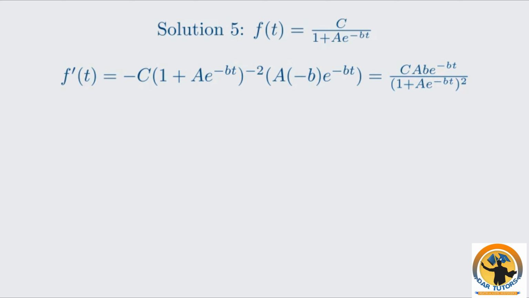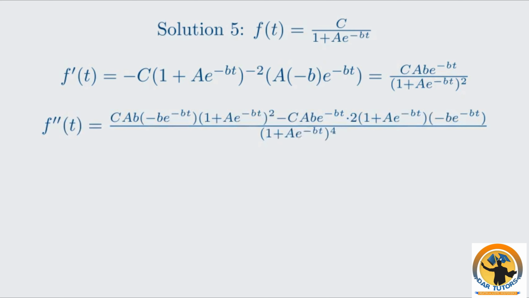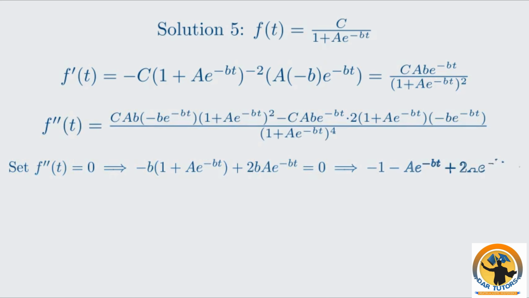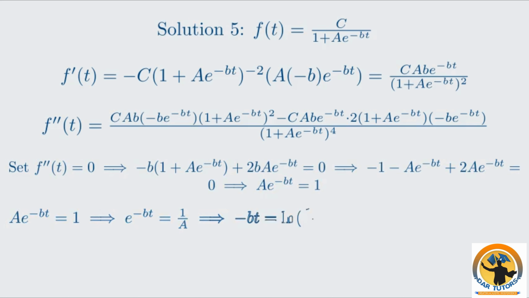Now for the second derivative, we use the quotient rule. After applying the quotient rule and simplifying, we find that the second derivative is 0 when the numerator is 0. This occurs when a e to the power of negative bt equals 1. Solving for t, we get t equals 1 over b times ln of a. Since a is greater than 1, ln of a is positive, so t is positive. The sign of the second derivative changes at this point, confirming it's an inflection point.